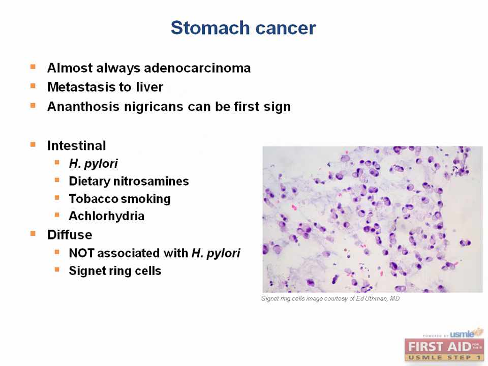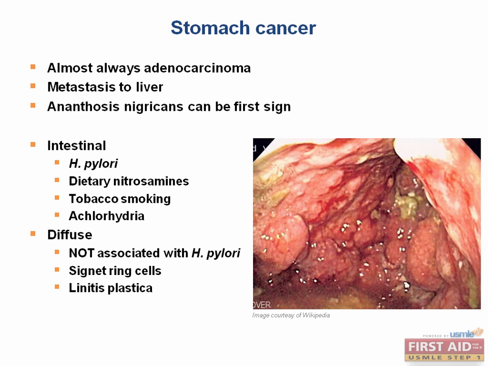The second type, diffuse, on microscopy you can see signet ring cells, and on gross you might find linitis plastica. What is linitis plastica? Well, it's a thickened, rigid appearance of the stomach lining, which you can see here. This type is not associated with H. pylori infection.